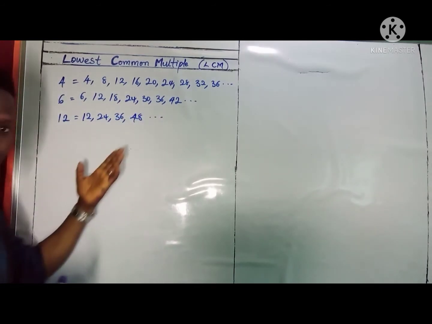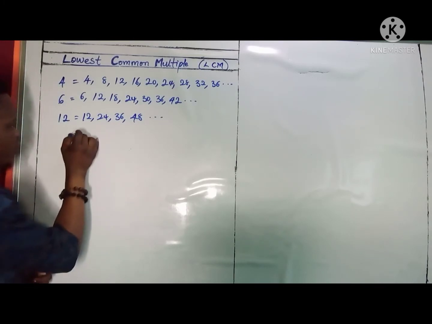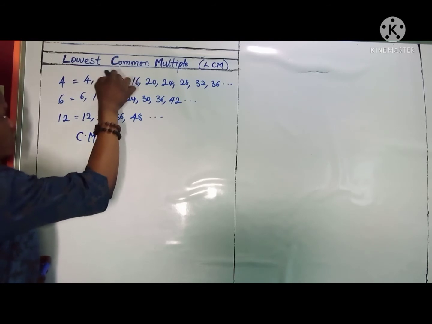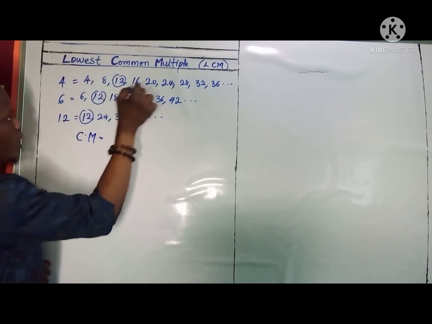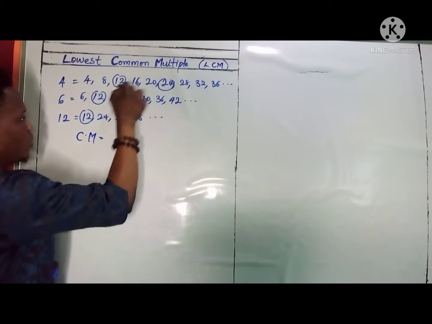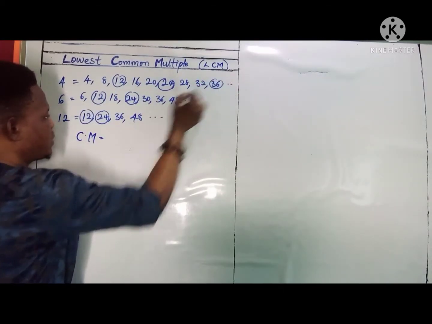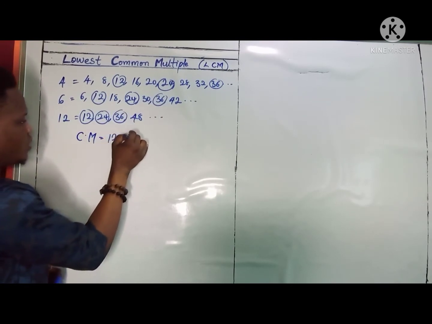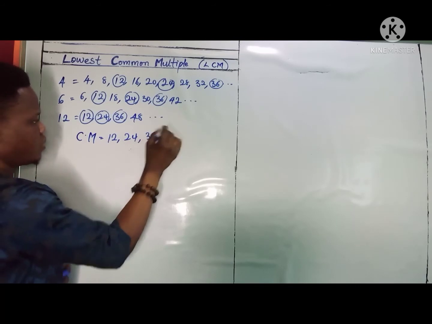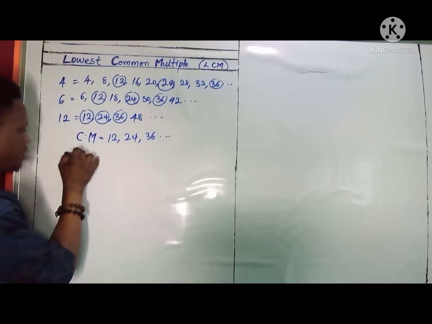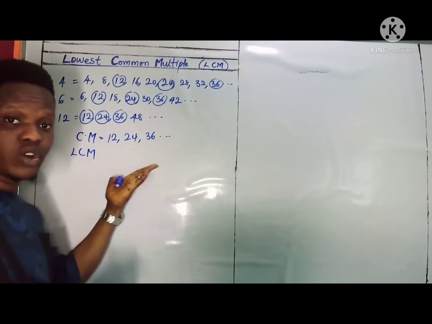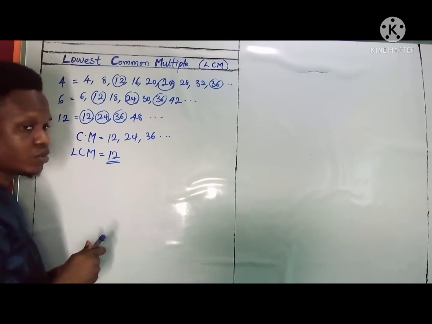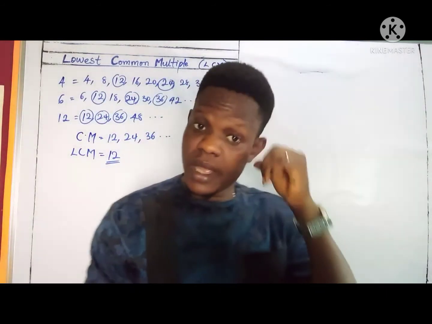Now at this point let us bring out the common multiples. The common multiples will be 12, 24, 36, and so on. And now we bring out the LCM, that is the lowest among the common multiples, and that will be 12. So that is how to find our LCM.